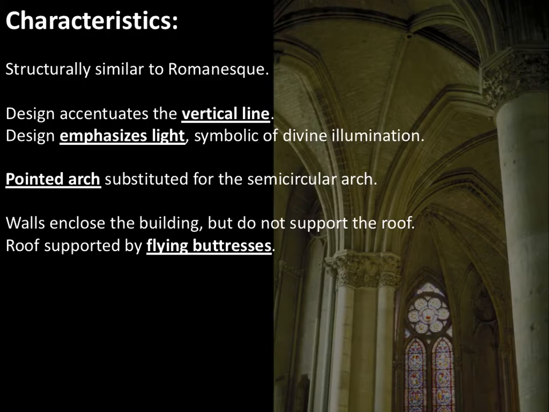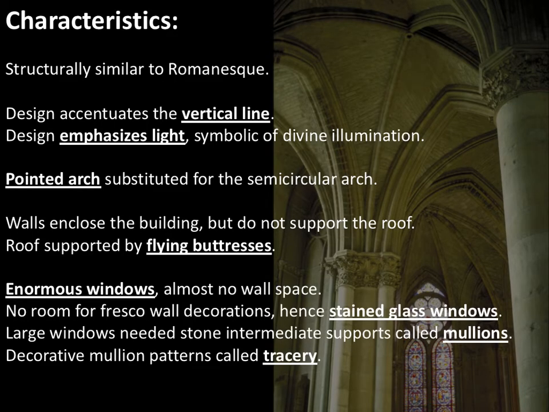So the walls are weak and all of the stress is taken outside the building and put onto those flying buttresses. And why are the walls so weak? It's because we have so many windows. They're huge windows, which doesn't leave a whole lot of wall space. And because we don't have room for any kind of decoration on the walls, because there isn't really a wall, now we have decorated glass. We have stained glass windows.